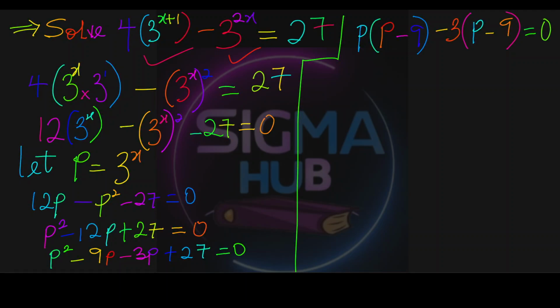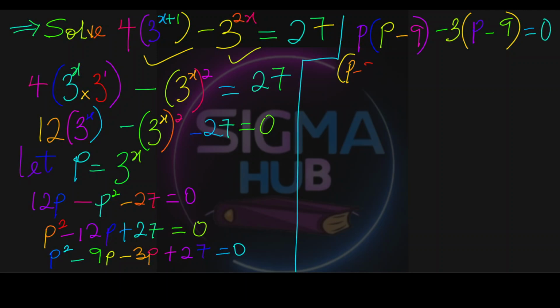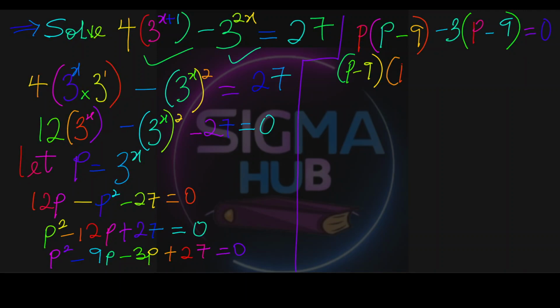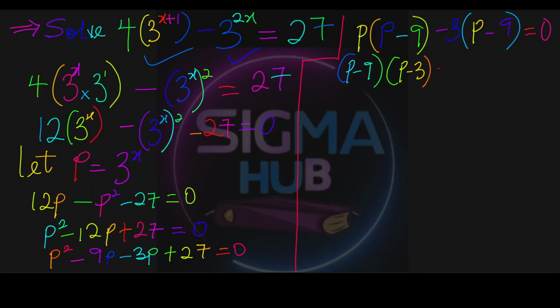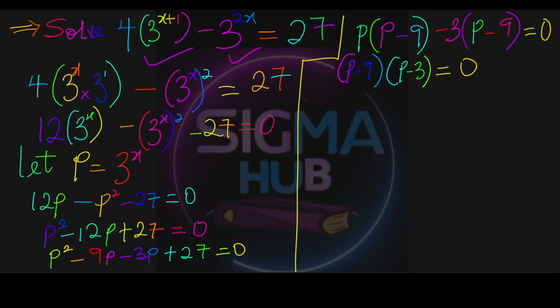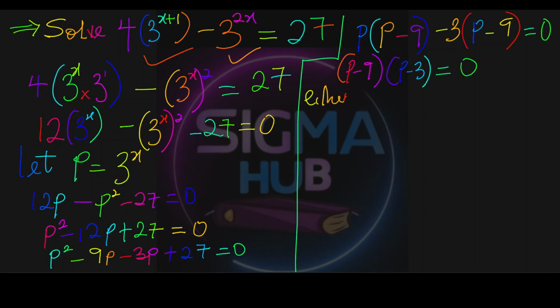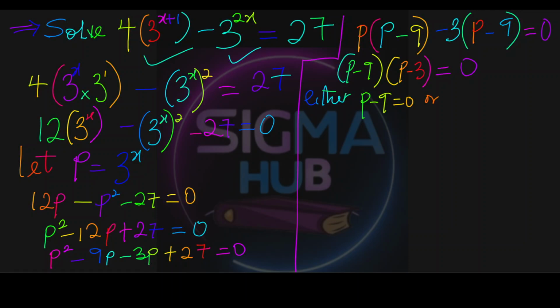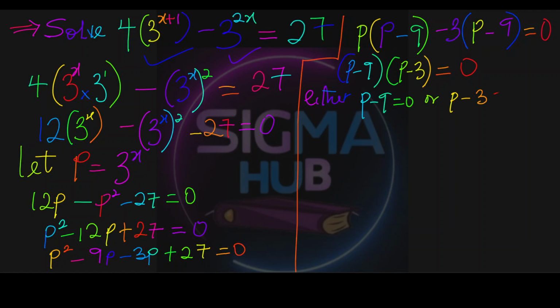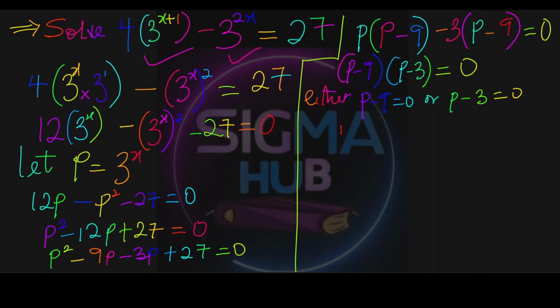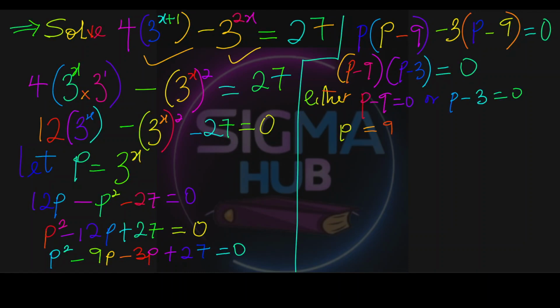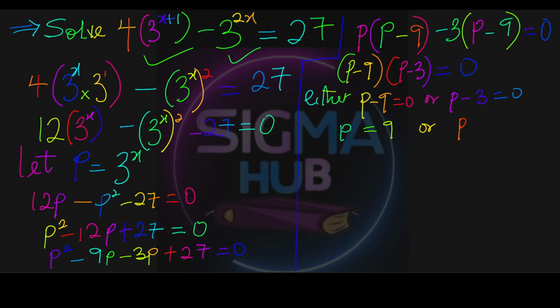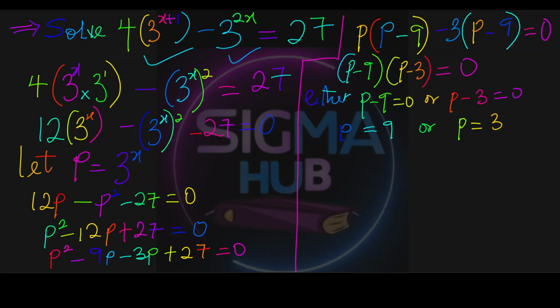So from here we have p minus 9, then p minus 3 equal to 0. So either p minus 9 equal to 0 or p minus 3 equal to 0. That means p equal to 9 or p equal to 3.